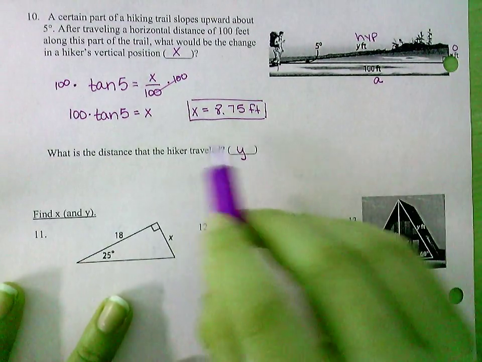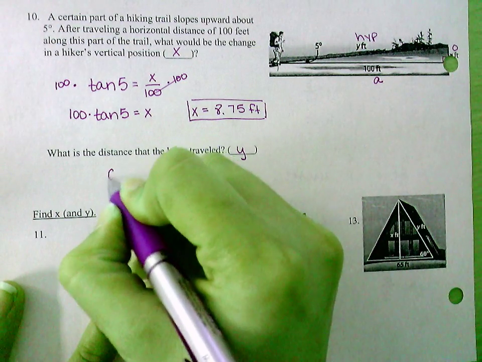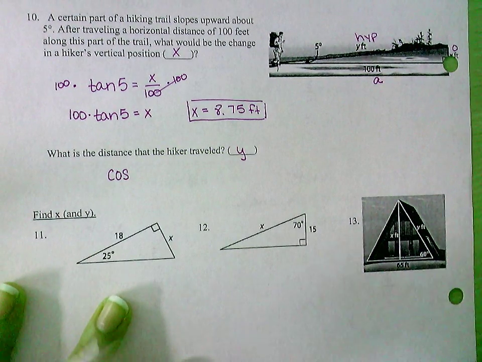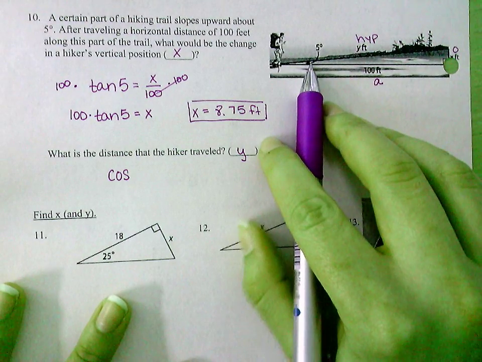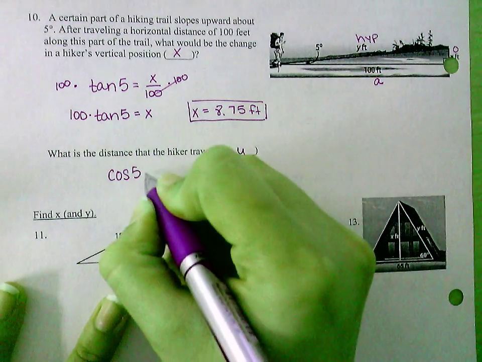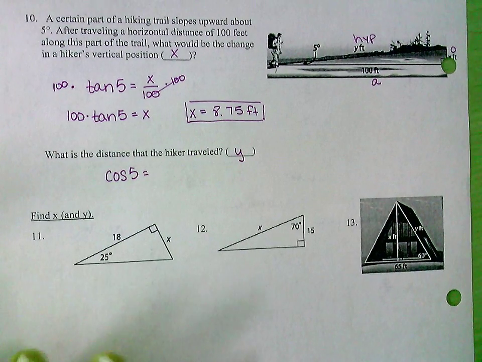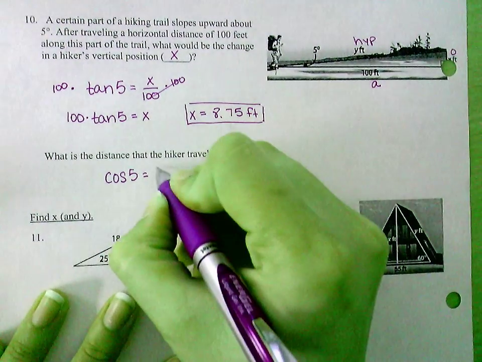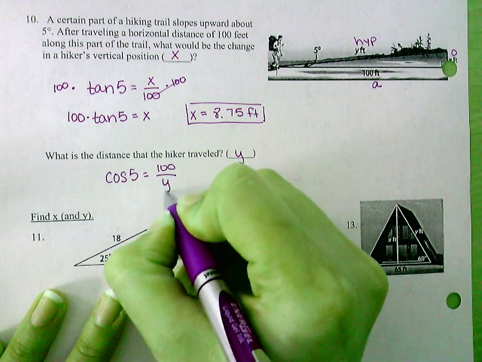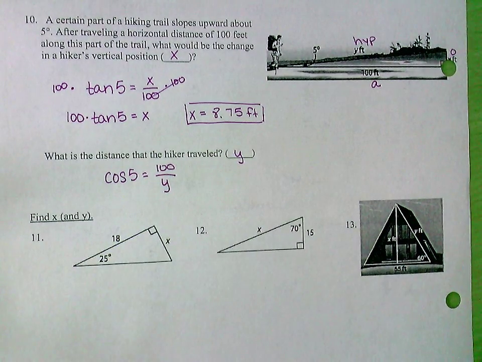So here I'm going to use cosine. I'm going to write out cosine of the angle that I was working with. That was angle 5. That'll be equal to that ratio of sides: the adjacent, which is 100, over the hypotenuse, which is y.